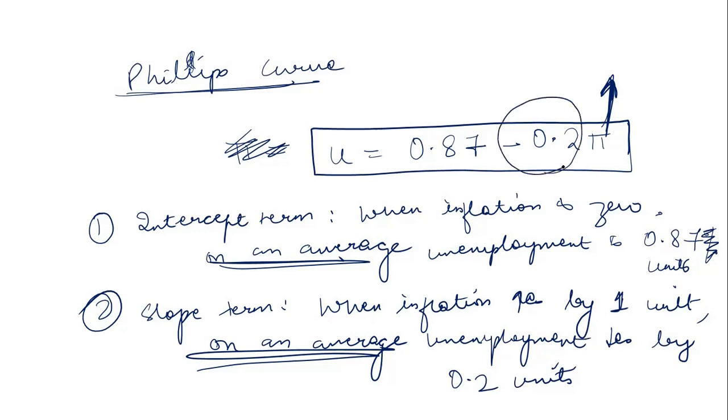By this. And why have I used the word decrease? Because there is a negative sign here. Beta 2 is being followed by a negative sign. So when this increases, unemployment decreases. Had it been a positive sign, I would have said when this increases, this also increases. Okay. So this is how we explain the intercept term and the slope term.